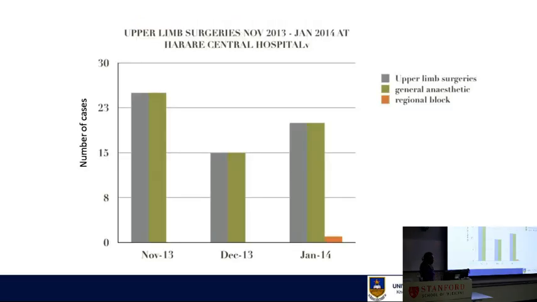These are the results that we found. Our survey of the theatre registers was done in the 2 hospitals that we work in. At Harare Central Hospital, over a 3-month period, 60 surgeries of the upper limb were performed that could have benefited from a regional technique. Of those 60, only 1 actually benefited from it, be it for anesthesia or analgesia. We then looked at the other hospital, where 51 surgeries were performed, and not a single patient benefited from a regional anesthetic technique.